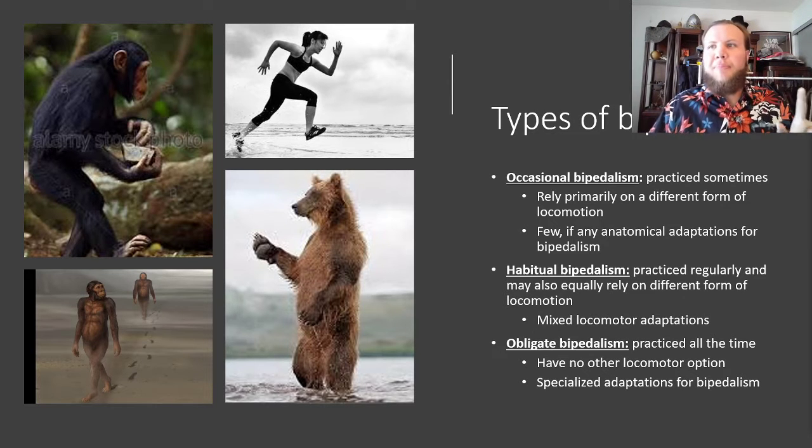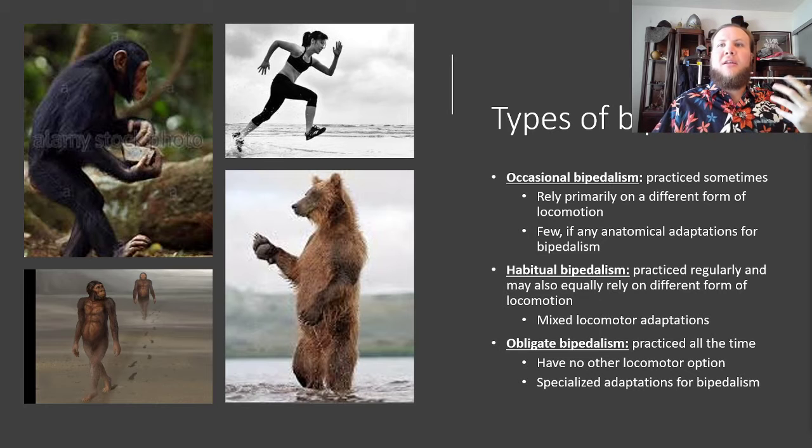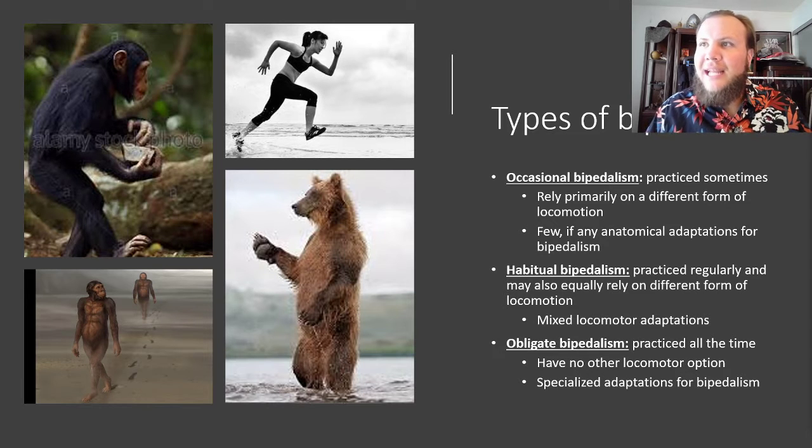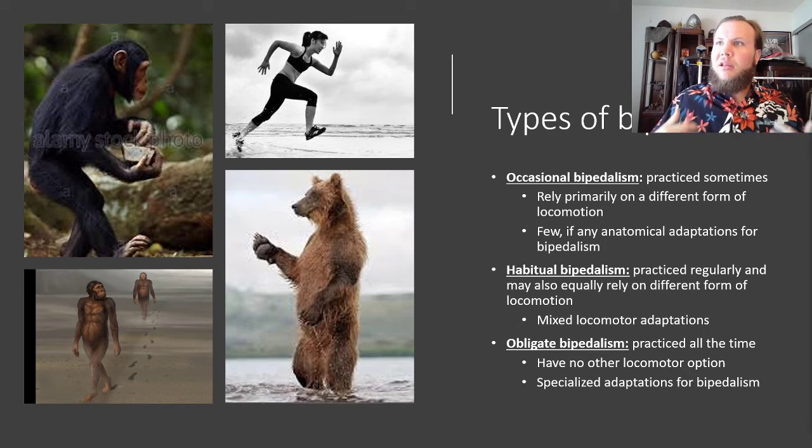First, you have occasional bipeds. These are like a bear that can walk on its hind legs, right? Or chimps can carry something, but they're normally knuckle walking. So they rely primarily on a different form of locomotion, but they can do it sometimes. There are few, if any, anatomical adaptations to bipedalism in these species.